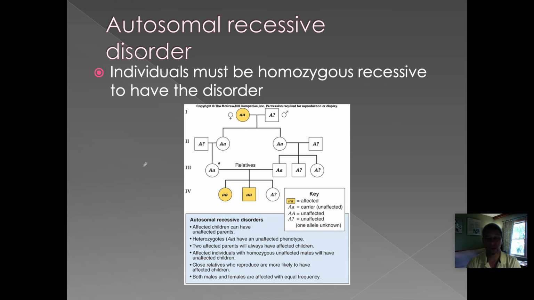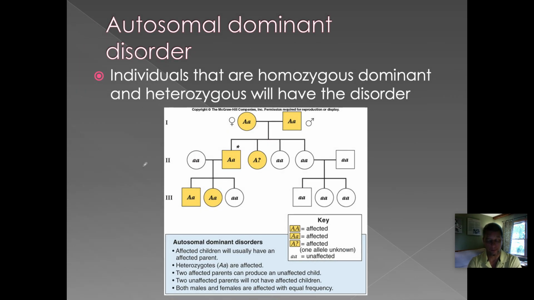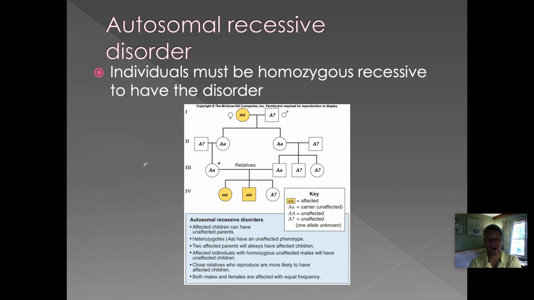However, in generation three, two first cousins actually marry, and notice that that increases the chances that the recessive allele, little a, gets together in generation four. And so we end up with two of the three children there being affected by the disorder. So, some of the characteristics of autosomal recessive disorders are that affected children can have unaffected parents. As you can see, between generations three and four, the parents are not affected, but two of the three children are. Heterozygotes are unaffected.